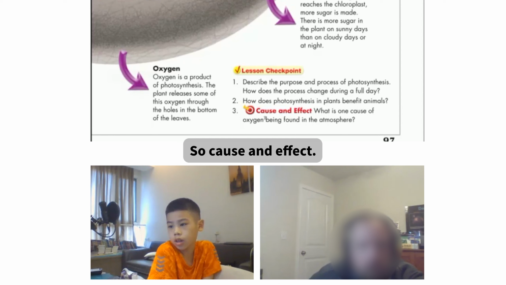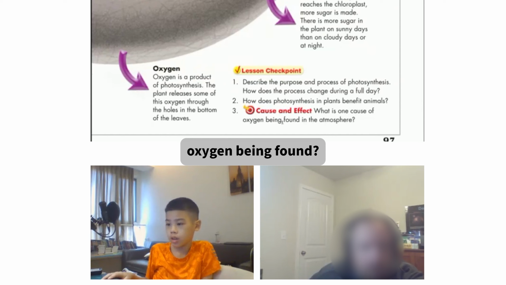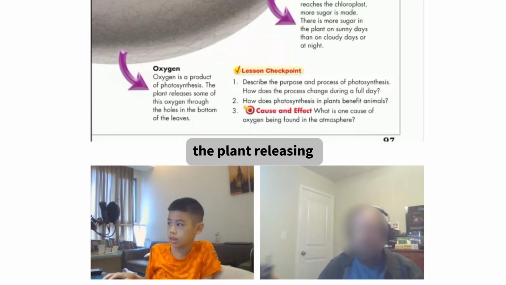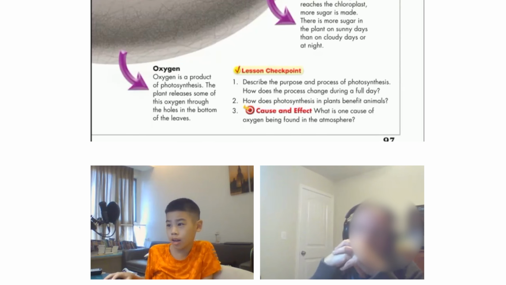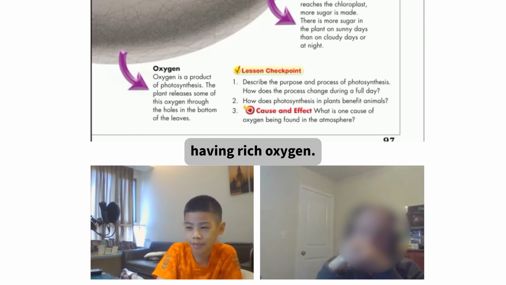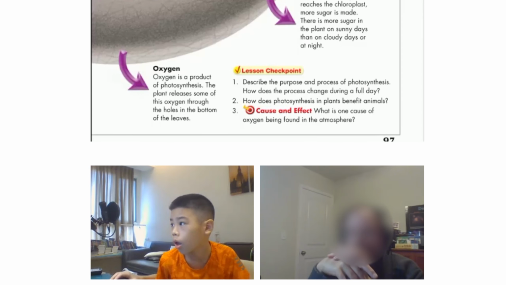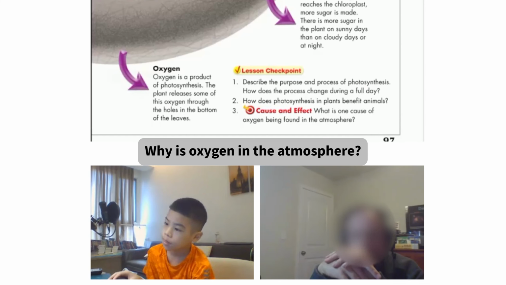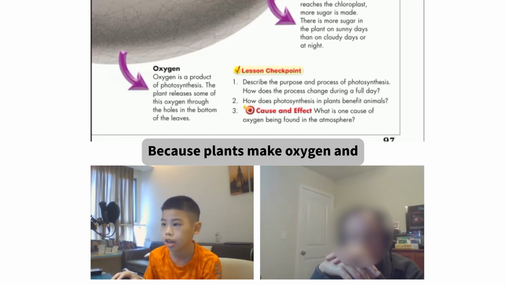So, cause and effect. What is one cause of the oxygen being found in the atmosphere? The plant releasing oxygen. Mm-hmm. Is the cause of the atmosphere having rich oxygen. Think about that for a second. Why is oxygen in the atmosphere? Because plants make oxygen and take in carbon dioxide.